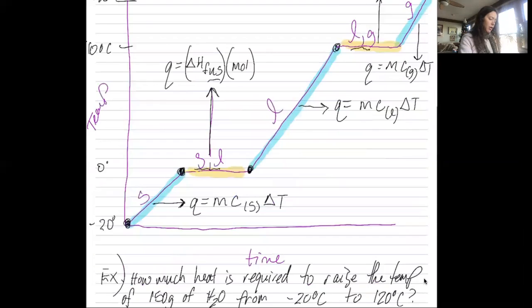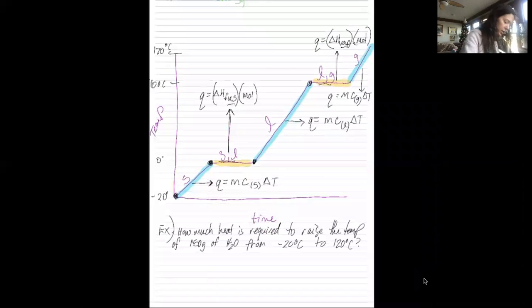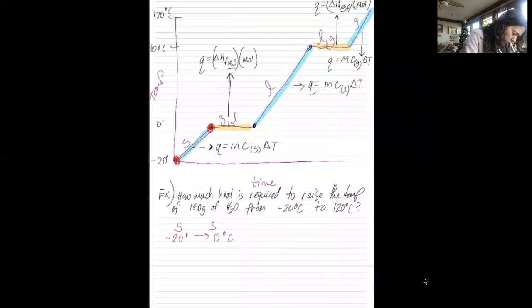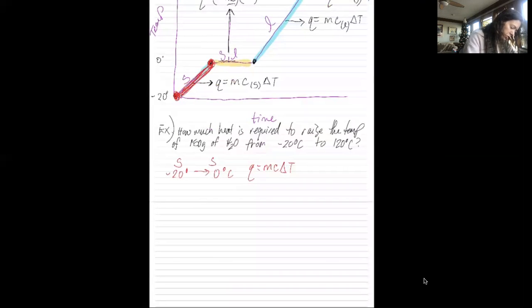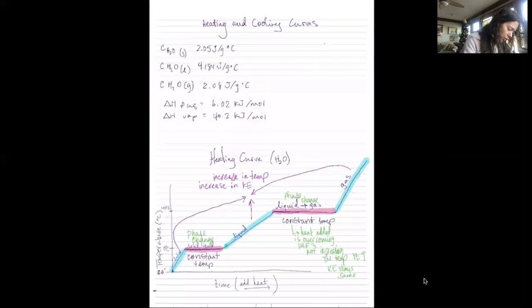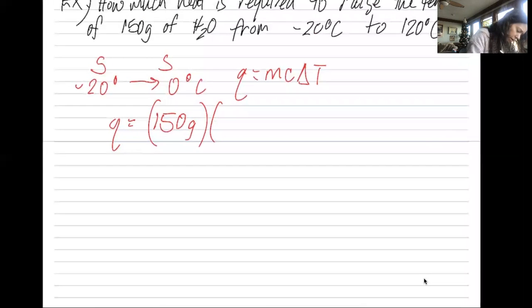Okay, so we've got to go through all different parts of this graph. We first have to go from a solid at -20 to a solid at 0 degrees. That's a solid to a solid. We will do that by saying Q equals mc delta T. So let's calculate the energy required to get from there to there. Well, Q is equal to the mass of the water, 150 grams, times, this is a solid, so we need the specific heat of the solid. That is 2.05, we wrote it down up above, 2.05 joules per gram degrees Celsius.